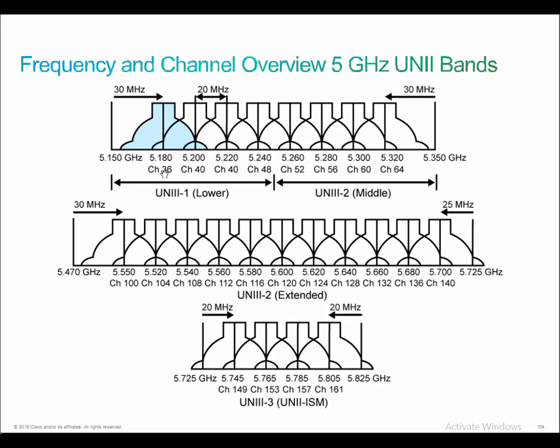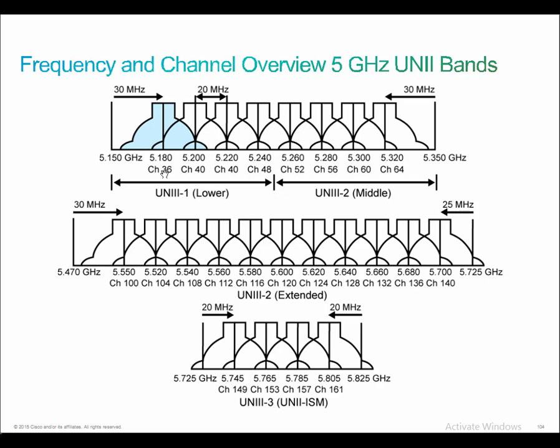From 5.25 gigahertz to 5.35 gigahertz, which is the UNII-2 specification, the middle band, transmit power is up to 24 dBm by the FCC, and up to 23 dBm with ETSI.